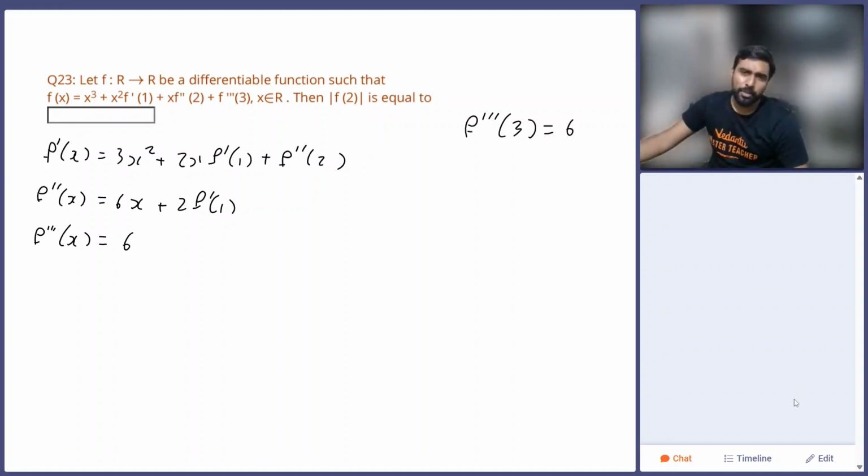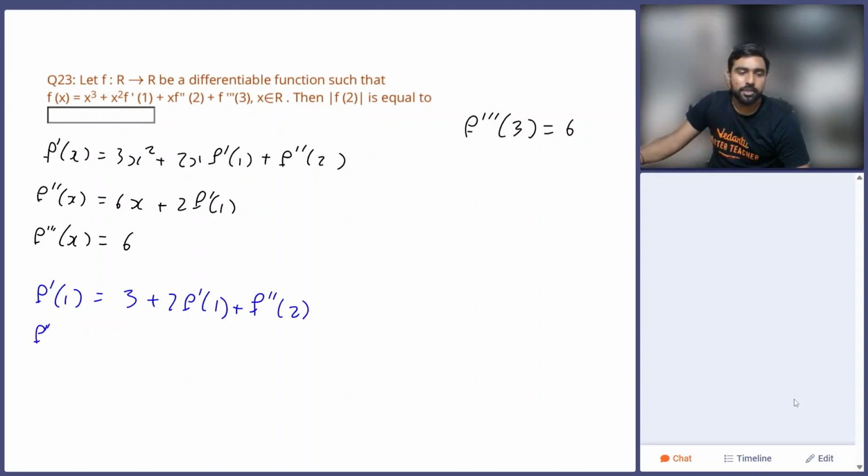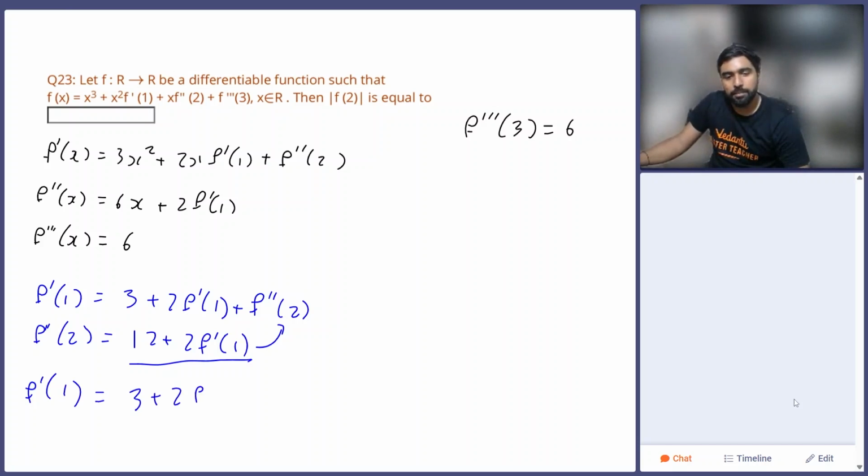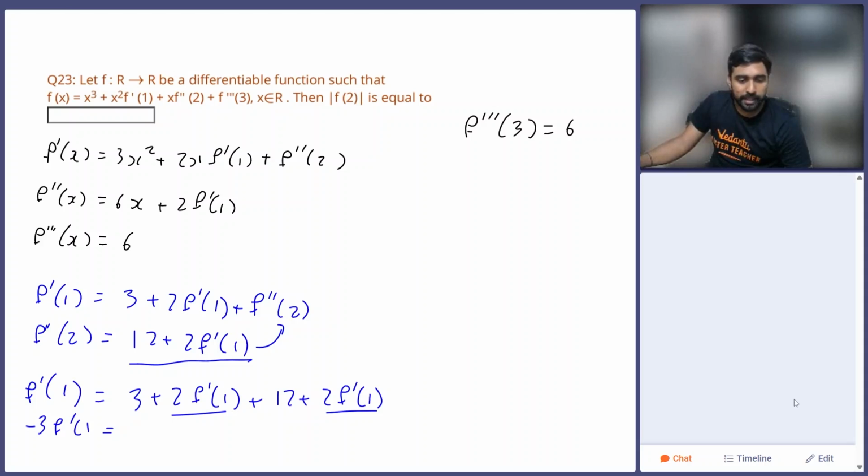Now what I'm going to do is, from these first two equations, in the first equation, let's substitute x is equal to 1. That gives me f dash of 1 is equal to 3 plus 2 f dash of 1 plus f double dash of 2. And in the second equation, let's substitute x is equal to 2. So f double dash of 2 is equal to 12 plus 2 times f dash of 1. Substitute f dash of 1 value over here, and that gives you f dash of 1 is equal to 3 plus 2 f dash of 1 plus 12 plus 2 times f dash of 1. So from here, I have plus 4 shifted over there, that's minus 3 f dash of 1 equals 15. So f dash of 1 will come out as equal to minus 5.